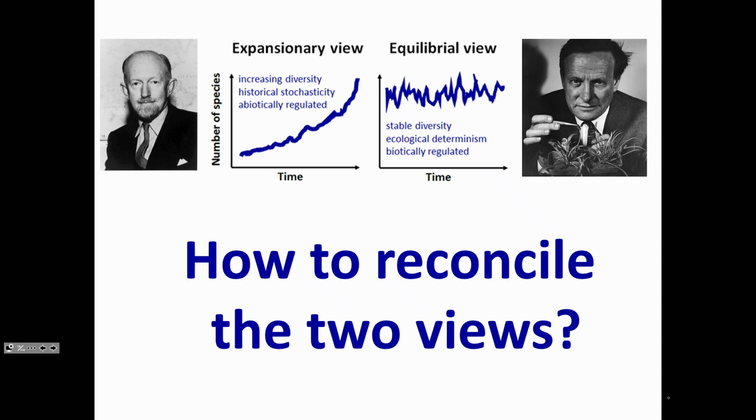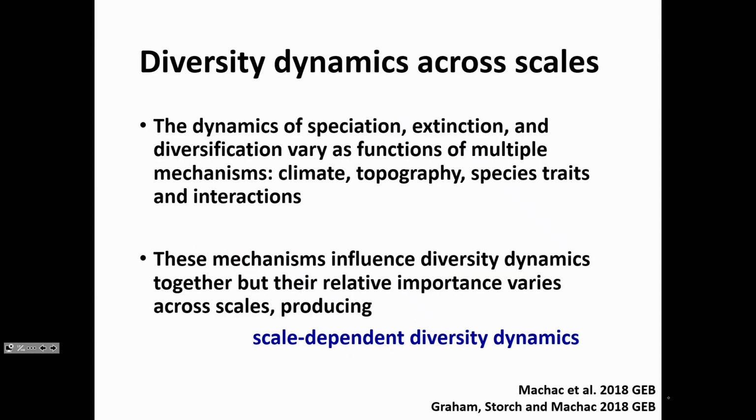But what would such a synthesis of these views, of the equilibrium and the historical view, look like? Today I would like to present an argument that the diversity dynamics might vary systematically across scales. The basic premise is that the dynamics of speciation, extinction, and diversification change as functions of multiple mechanisms involving climate, topography, species traits, and interactions. And all these mechanisms influence diversity dynamics together, but their relative importance varies across scales, temporal scales, geographic scales, phylogenetic scales, producing scale-dependent diversity dynamics.